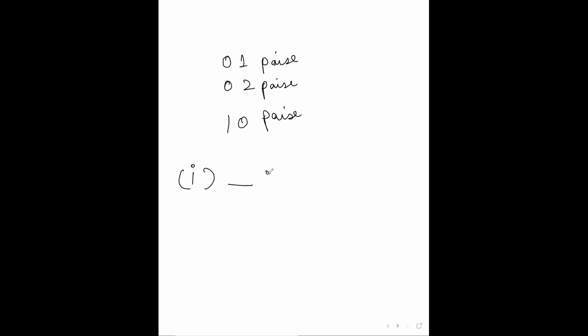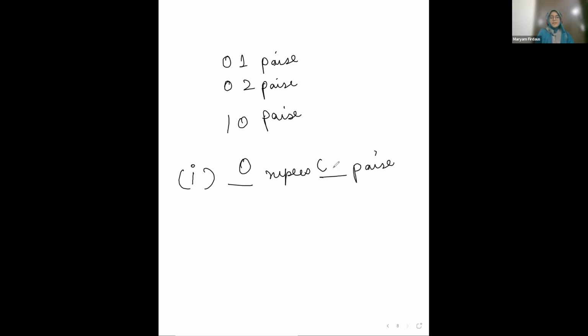just remember this. When you have 1 paise, you write it as 0 1 paise. 2 paise, you write it as 0 2 paise, and so on. If you have 10 paise, then you will write it as 10 paise only, not 0 10. This will make your thing easier. Express as rupees. The first part is 7 paise. So 0 rupees and 0 7 paise, right? So you will write 0.07. This is the answer.